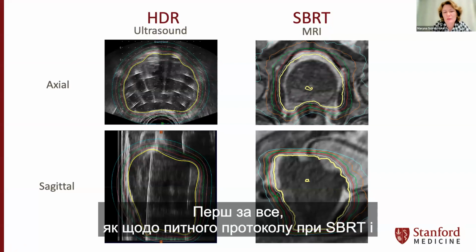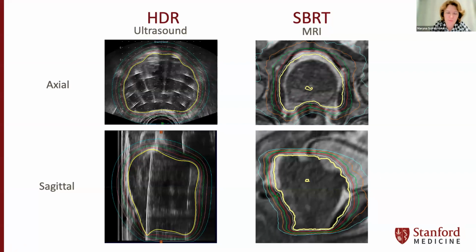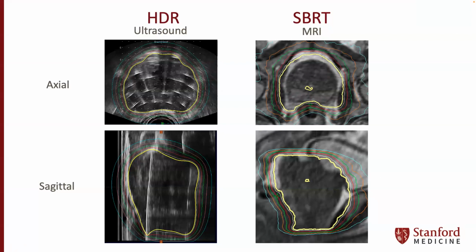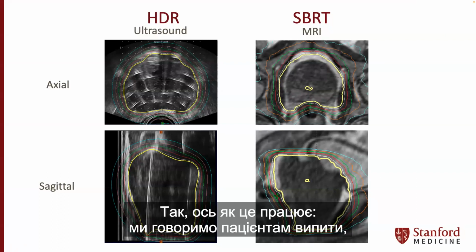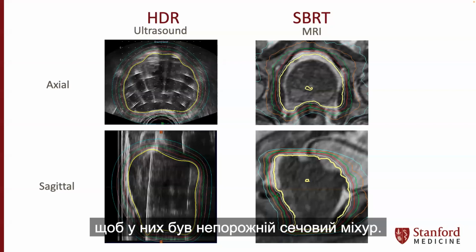First of all, what about the drinking protocol for SBRT and hypofractionation and your attitude to the rectal spacers? Did you say drinking protocol? That's what I heard. Yes. Okay. So how it works is, we tell patients to drink, I think, a half a liter 30 minutes before treatment so that they have a non-empty bladder.